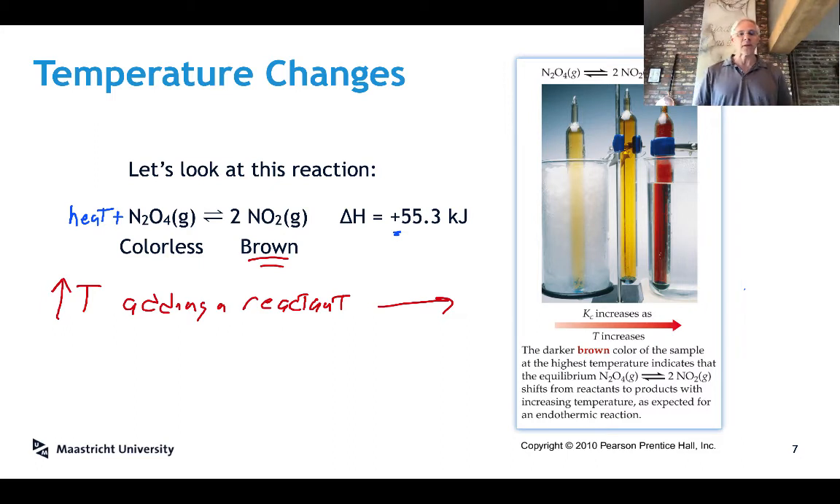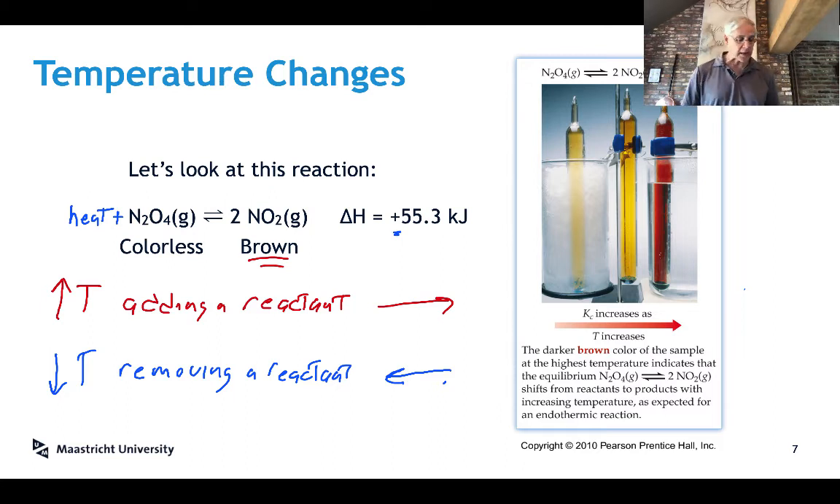and created more NO2. If I cool things down, if I remove heat, so I lower the temperature, that's like removing a reactant. And so the reaction says, oh, I had something removed, I want to replace it. So if I remove heat, it wants to replace the heat. How does it replace the heat? It shifts that reaction in the reverse direction. And so that removes the brown, it moves it more towards a colorless gas, N2O4, and the equilibrium mixture becomes less dark.